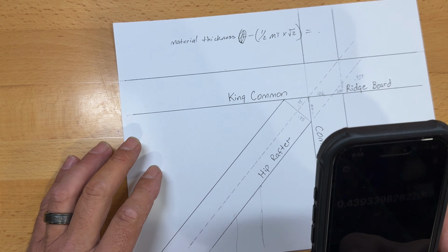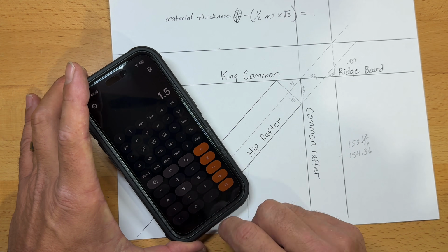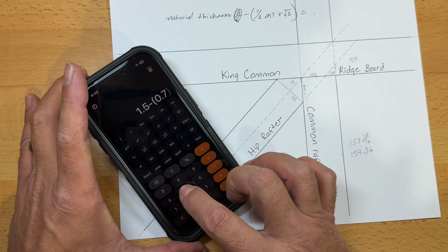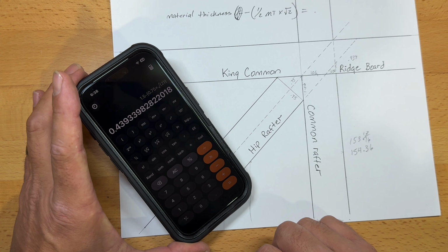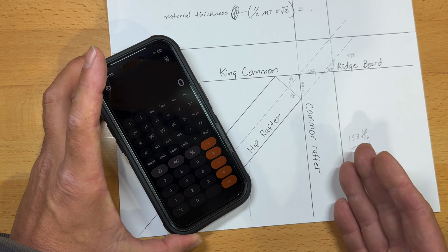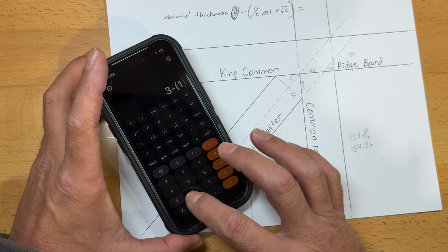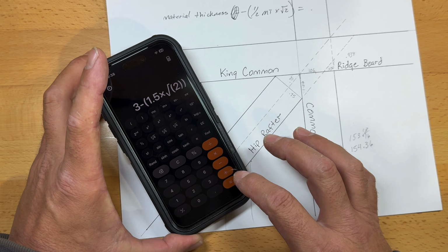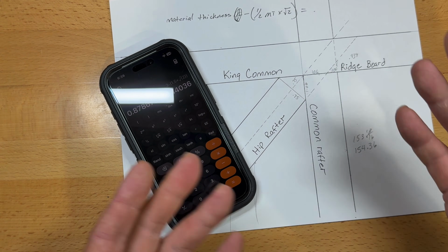So let's do it with the standard dimensional lumber. We'll take our material thickness, which is 1.5 inches, and then we're going to subtract half of the material thickness, which is 0.75, multiplied by the square root of 2, and that will get us 0.439 inches. Now, obviously, if your material is thicker, so let's just do 3-inch. If we do 3-inch and we subtract 1/2 of that times the square root of 2, then we end up getting 0.878. So as the material gets wider, this number will change.